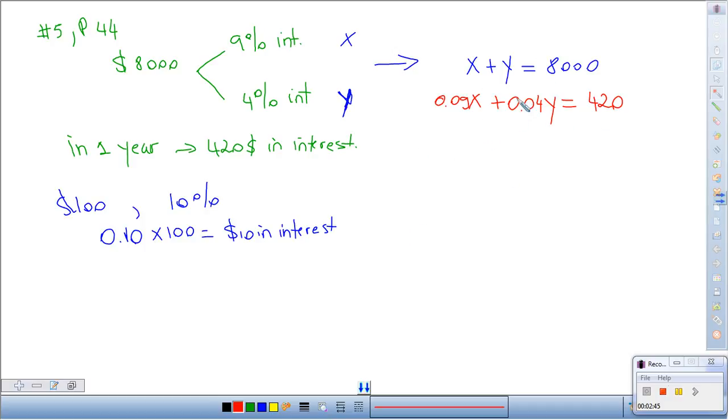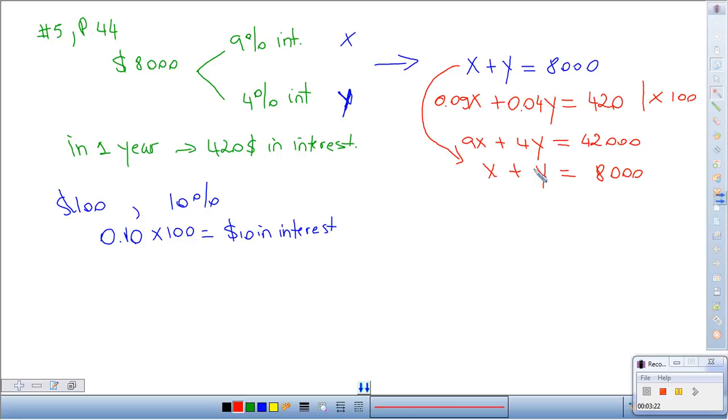Just like we learned in our mixture problem, we're going to try and convert the decimals into integers by multiplying that second equation by 100. So the second equation will become 9x plus 4y equals 42,000. And then I'm going to write down our first equation, the blue one. I'm just going to copy down. It's x plus y equals 8,000.